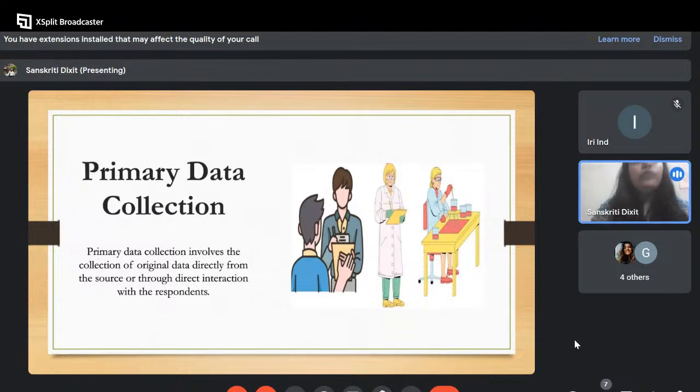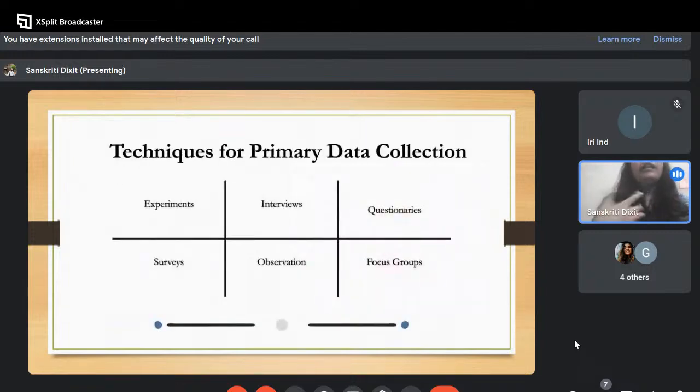Like all those interviews, surveys, everything that is original is primary data. And now techniques for primary data collection. As I said, experiments, interviews, questionnaires, surveys, observation, and focus groups. So in archaeology, we mostly use experiments, interviews, these sort of things. These two, experiment and interviews, are the main ones used in archaeology and ancient history.